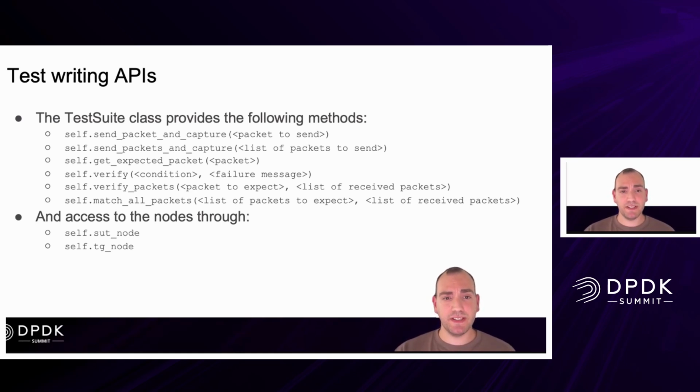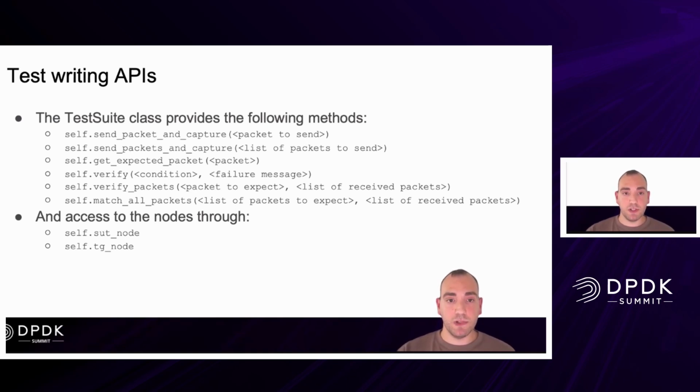And this one is interesting, the get expected packet. The idea of that is that it's going to take your packet and it's just going to swap the MAC addresses and IP addresses, or just add the correct ones so that you can actually match the receiving packets to the one you sent, from the DPDK perspective. Now we have a very simple verify method as well, which you just pass a condition. If that condition fails, then the test case fails, and the failure message that you specify will be returned instead.